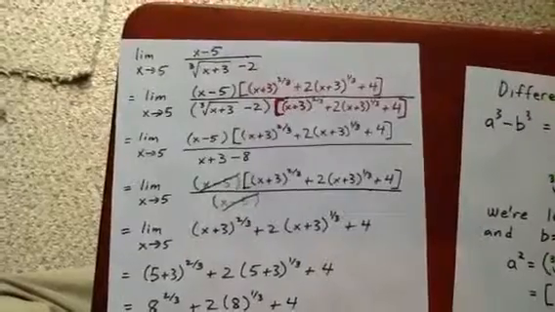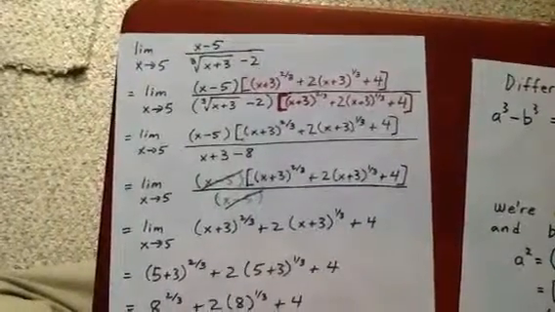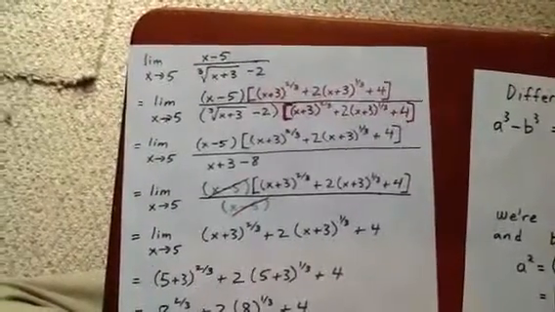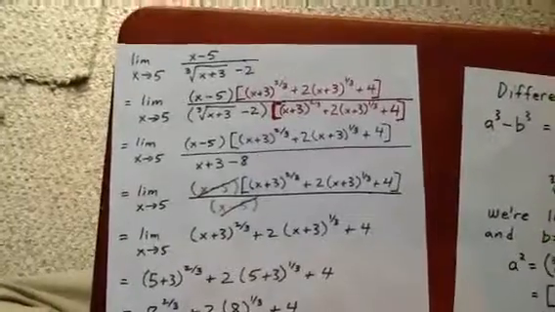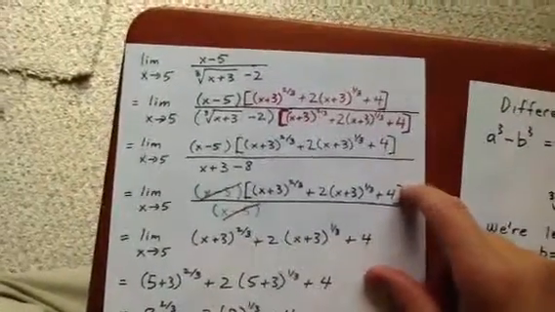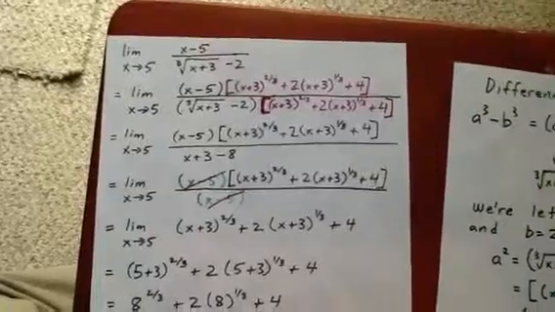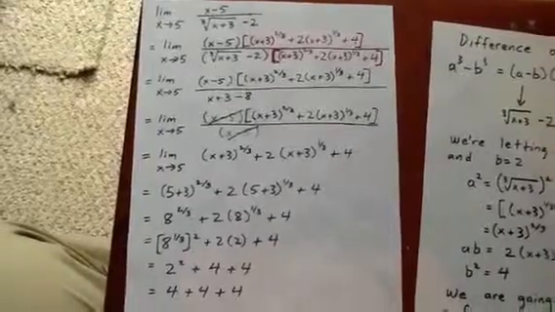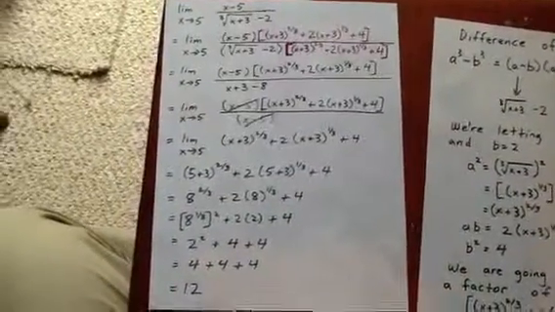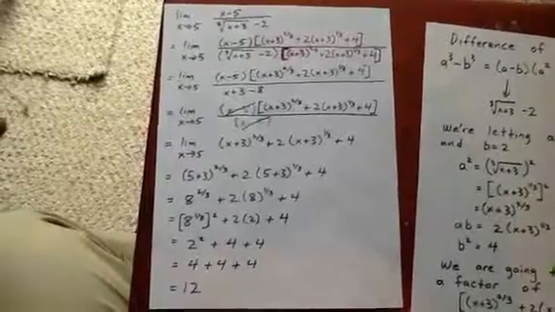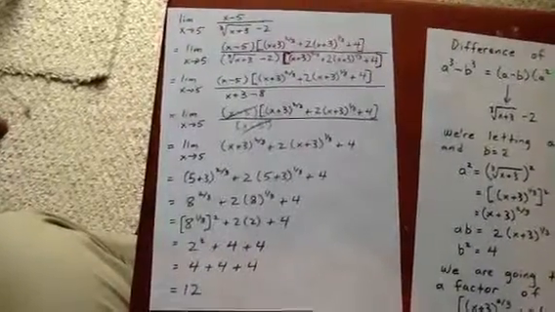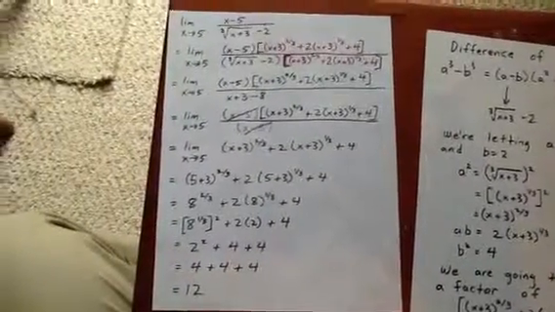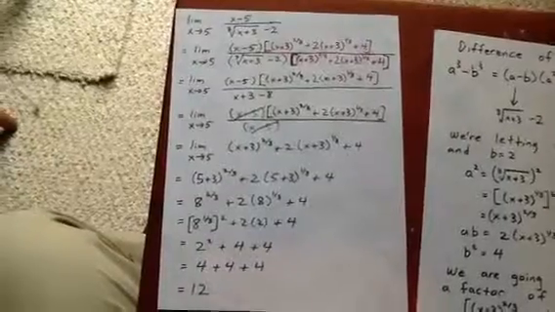Well, that simplifies to x minus 5 as shown in green in the next line, and our offending factor of x minus 5 is able to be crossed out of both numerator and denominator. From there, we simply have that numerator term of x plus 3 to the 2/3 plus 2 times x plus 3 to the 1/3 plus 4 remaining. And now we can simply substitute in the x value of 5. Doing that gives us 8 to the 2/3 plus 2 times 8 to the 1/3 plus 4. 4 plus 4 plus 4 equals 12, and that is our final answer. That's what the limit equals.